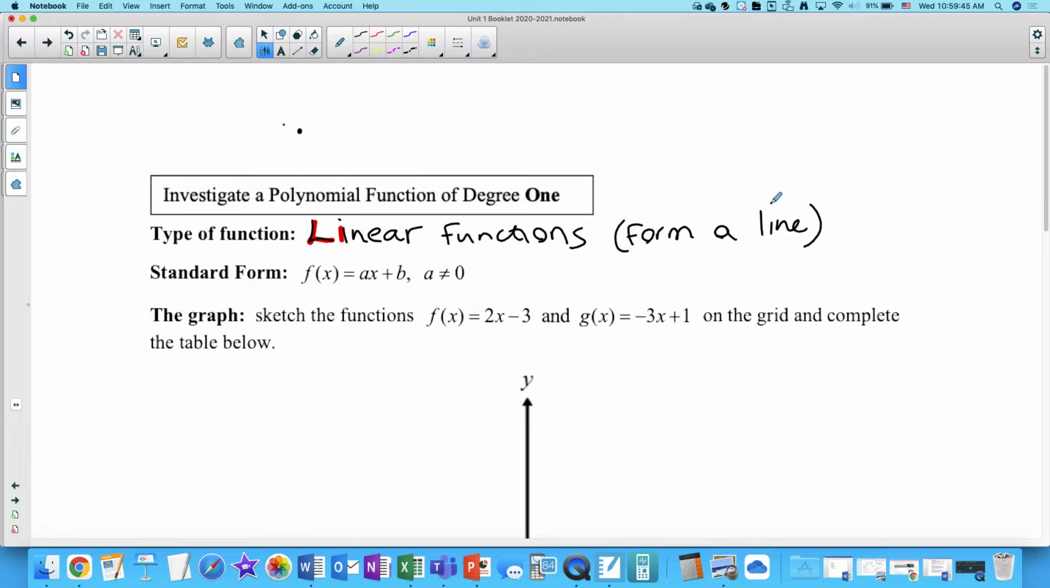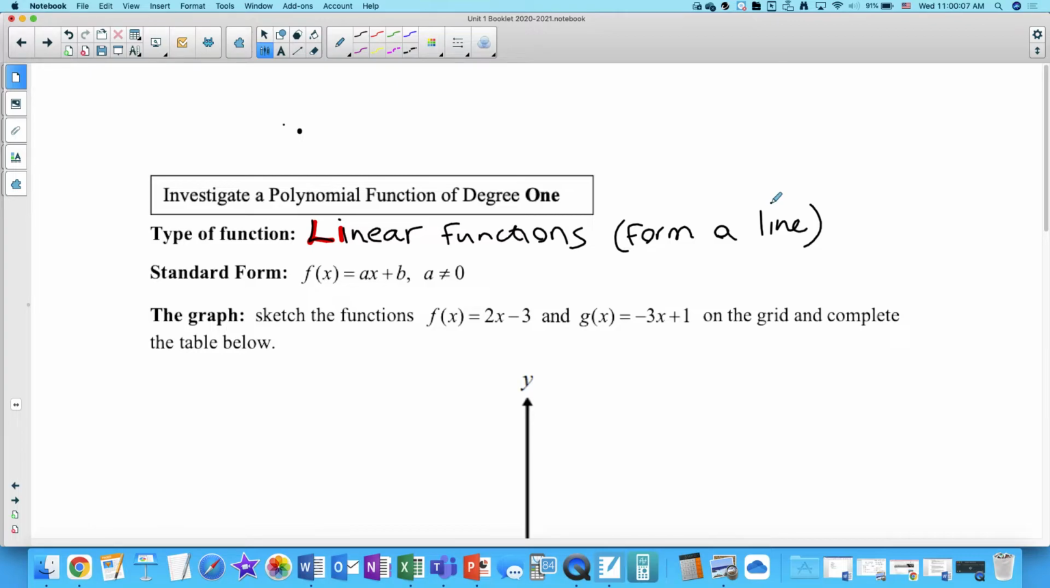I know in grade 10 we talked about y equals mx plus b, or f of x equals mx plus b. Do you guys remember that? Yeah? And what did m represent? The slope. Yes. So in this format, f of x equals ax plus b, a is just the slope value. You could use an m here.